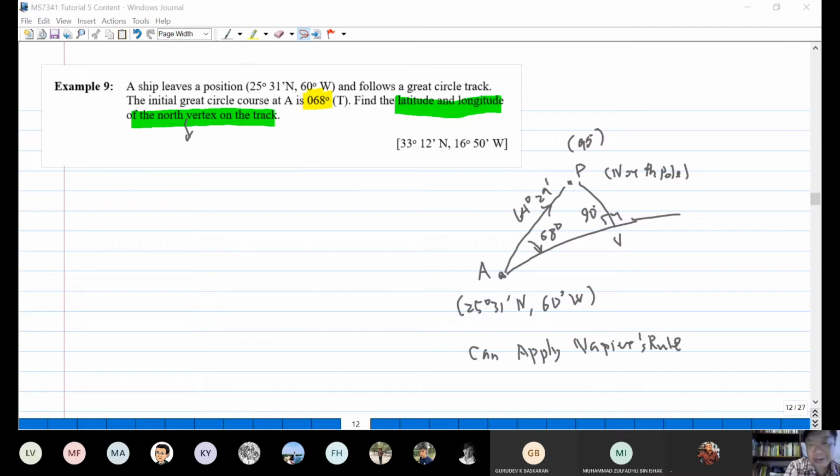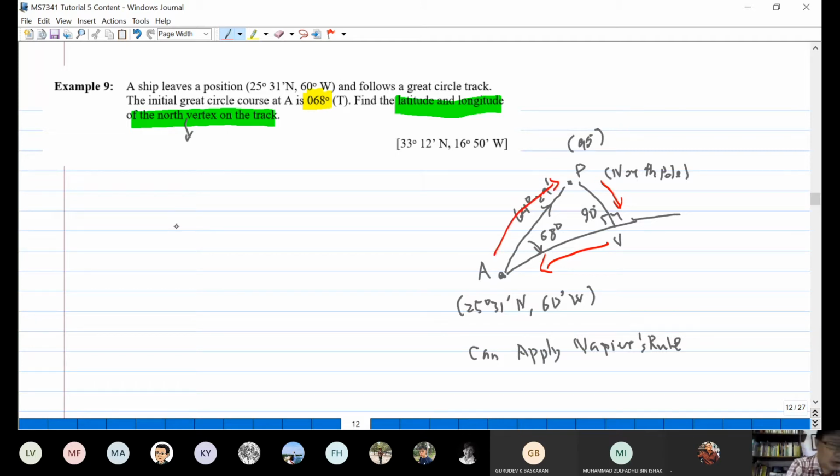So let's try to understand this situation. Now you can apply Napier's rule. For Napier's rule, you must draw a Napier's wheel, right? So how do you draw the Napier's wheel? You have to understand how the Napier's wheel will work. So you will see how it goes into the vertex first. This is going to the vertex in this direction, leaving the vertex clockwise, then meet the angle A, and then move to the North Pole.